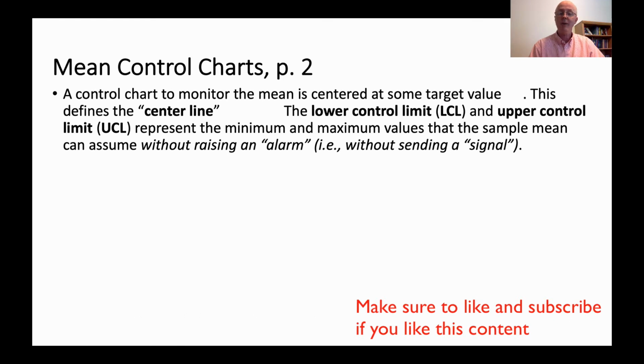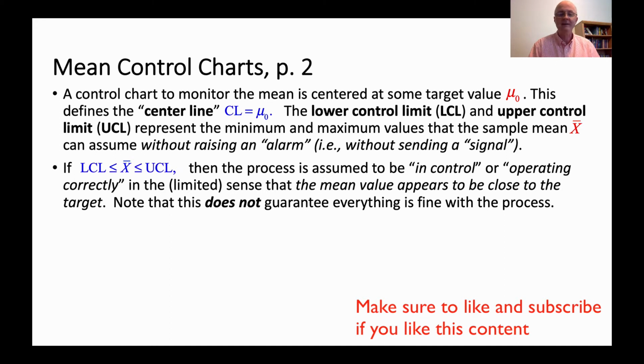A control chart to monitor the mean is centered at some target value, call it mu sub 0. This notation is analogous to what you would see in a hypothesis test for the mean, where the null hypothesis H0 is that mu, the population mean, is equal to some specific number, call it mu sub 0. This defines the center line CL in the control chart, so that's in the center. The lower control limit, the LCL, is below it, and the upper control limit, the UCL, is above it. These represent the minimum and maximum values that the sample mean can assume without raising an alarm, in other words, without sending you a signal that something might be wrong.